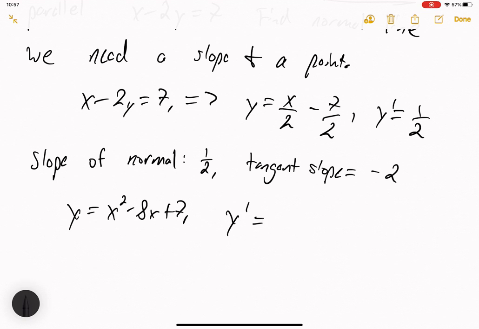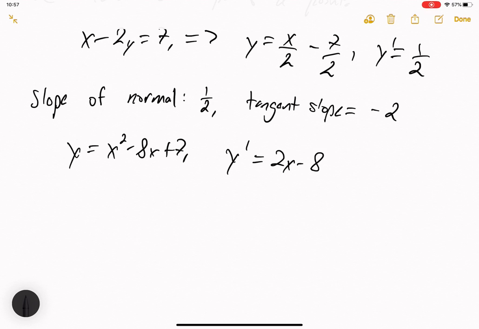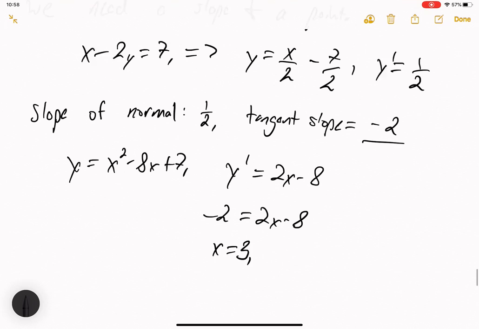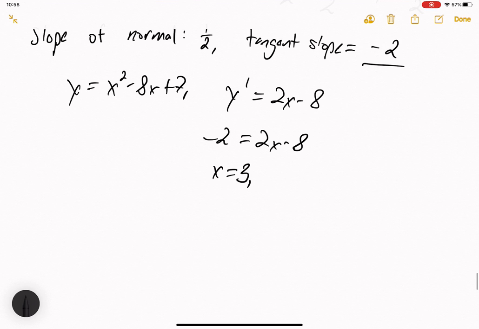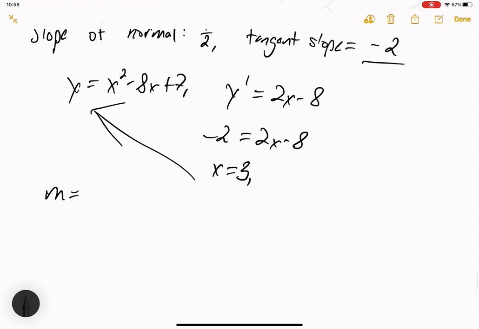So y prime is equal to 2x minus 4. Well, not 2x minus 4, it's 2x minus 8. And then what we have to do is find the x values that give us negative 2. So we get 2x minus 8, add 8 to both sides, divide by 2, and we get x is equal to 3. Then we just plug that in here, and that would give us our m, which is equal to 1/2. And our point P will be 3 and whatever we get plugging into here.